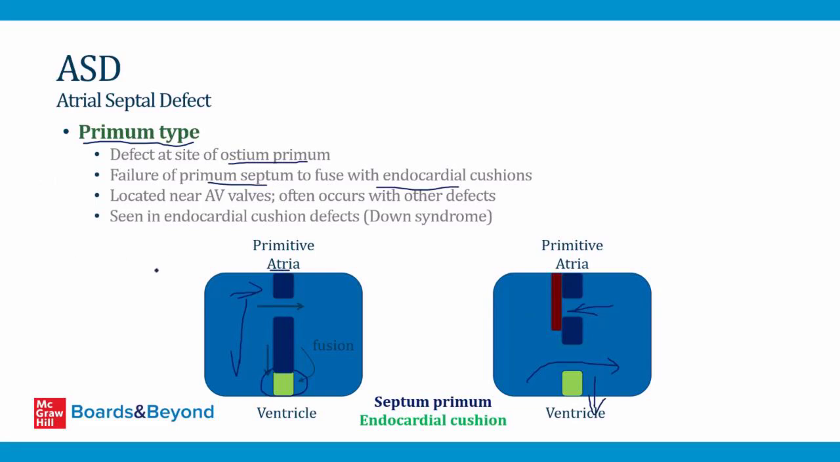These primum type ASDs, which are less common, are located near the AV valves, meaning near the mitral and tricuspid valves. They're not in the middle of the wall between the left and right atria. And in contrast to secundum type ASDs, these often occur together with other defects. In particular, you can see them as components of so-called endocardial cushion defects, which are seen in children with Down syndrome. And I talk about Down syndrome and these defects in detail in videos in the genetics section.